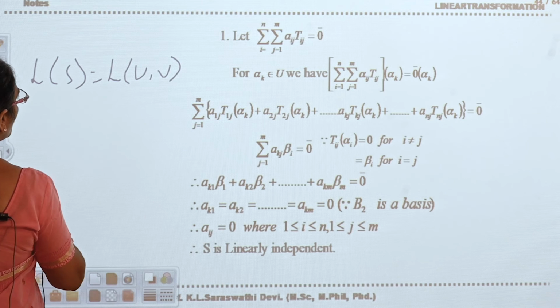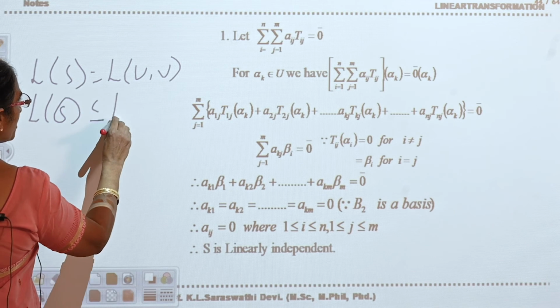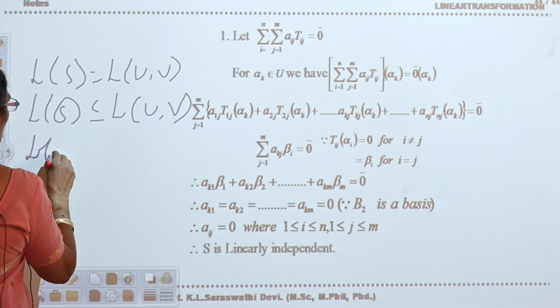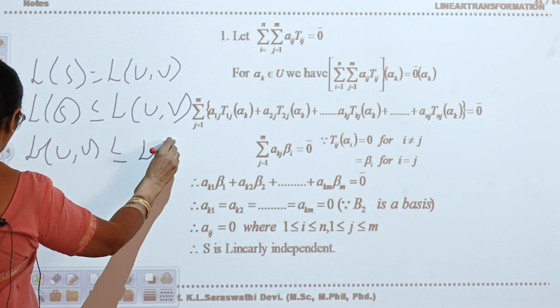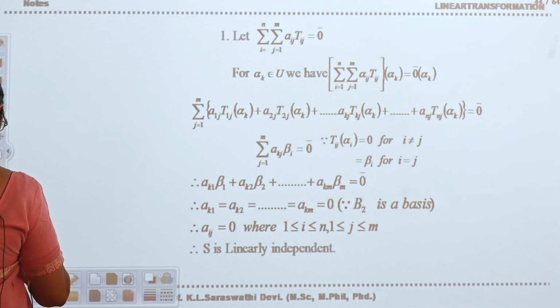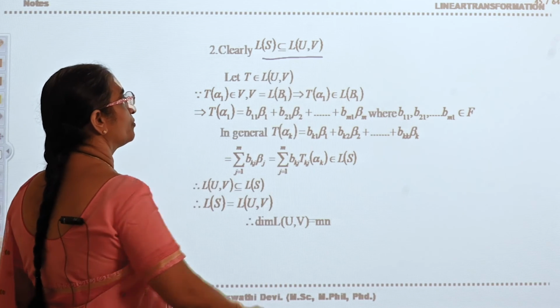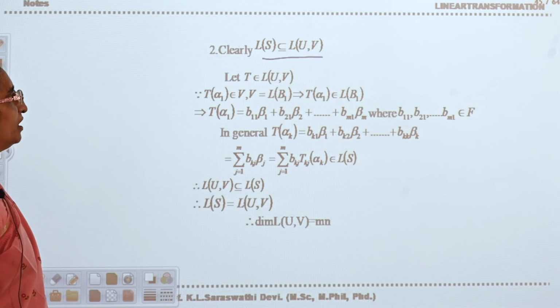This you have to prove. In order to prove this, what do you have to prove? L of S is a subset of L of UV, and L of UV is also a subset of L of S. See how it is. We will see in the next page. Now, L of S is always a subset of L of UV.